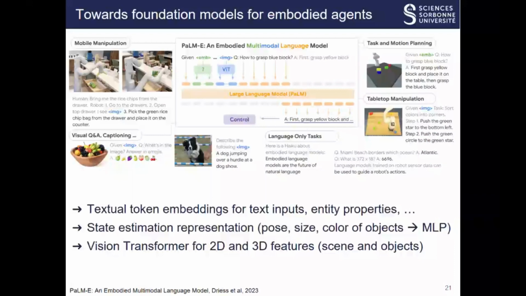which might consist of the pose, the size, the colors of objects, which are represented using an MLP. And also you can use a vision transformer for 2D and 3D features related to the object and the scene. And you provide all this information as input, as a prompt of the language model, and at the end you solve the targeted task, and you learn this multimodal large language model here.